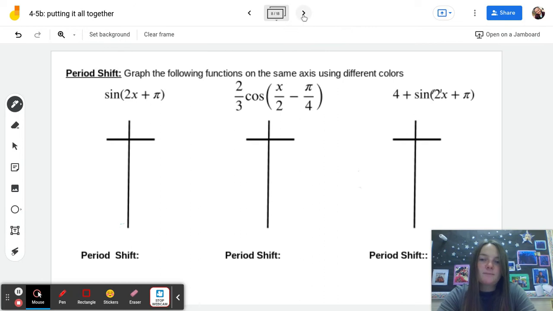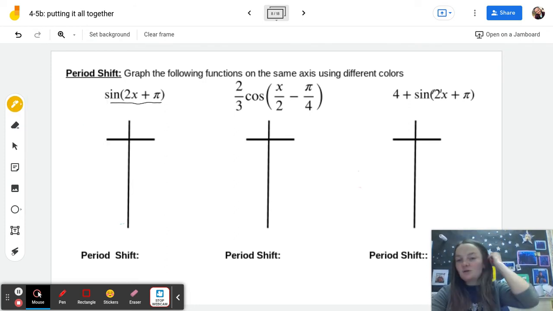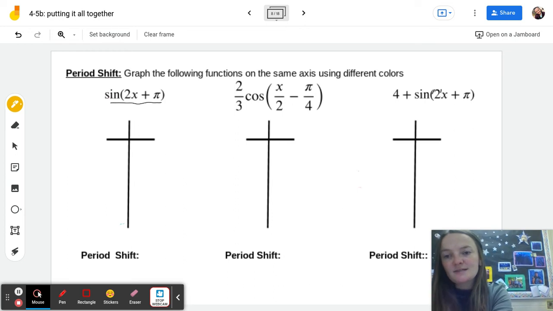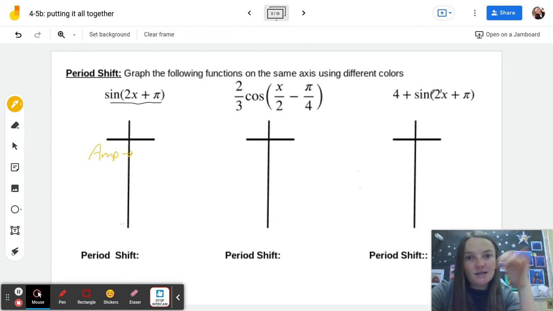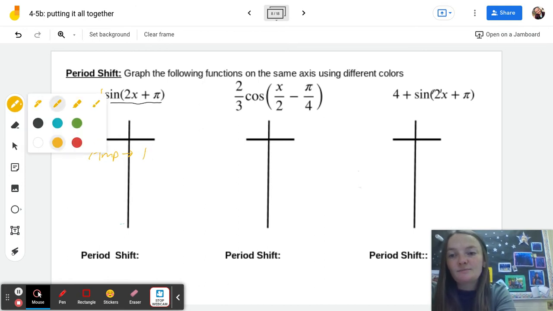For our first example, let's start with sine of 2x plus pi. I'm going to go through and define all of the pieces that I need to know in order to graph a sine or cosine function. The first one is the amplitude. The amplitude is basically how tall the function gets from the midline or how far down it goes from the midline. The amplitude can be found by looking at the coefficient in front of the trig function. In this case, the coefficient is assumed to be 1. So we can say that the amplitude is 1.